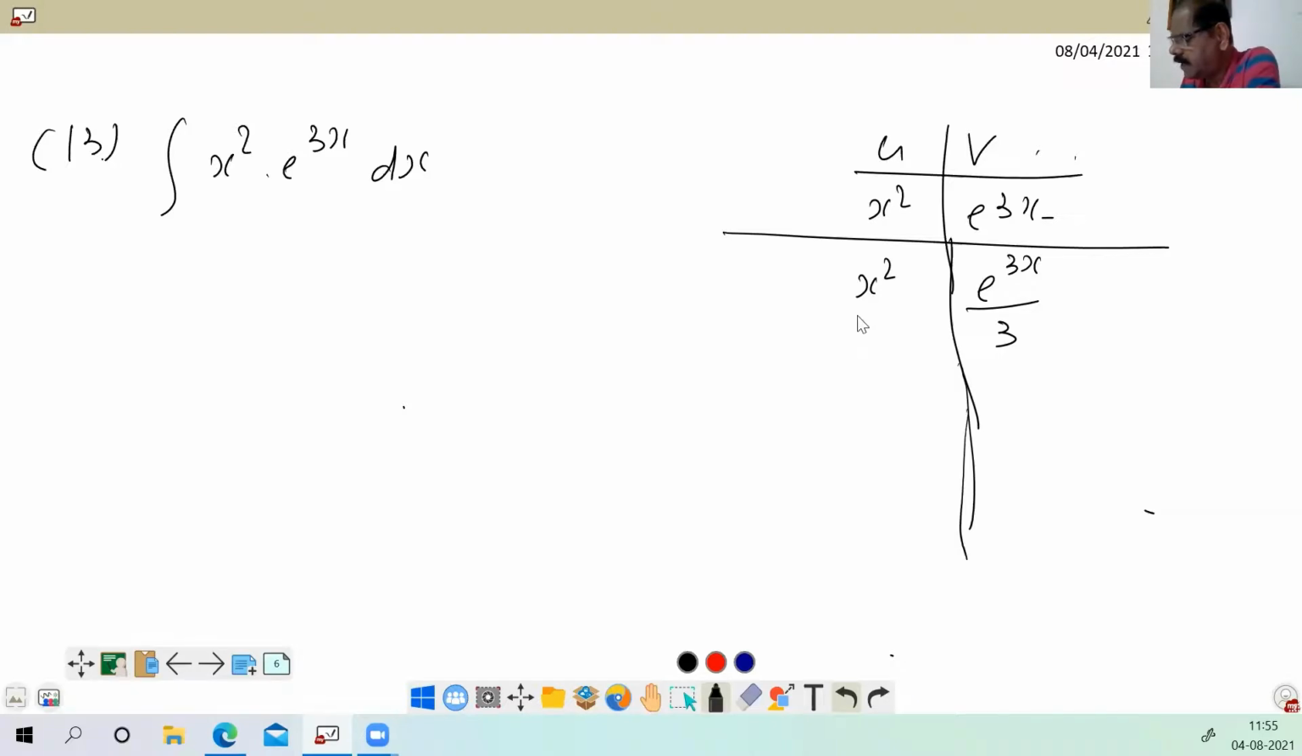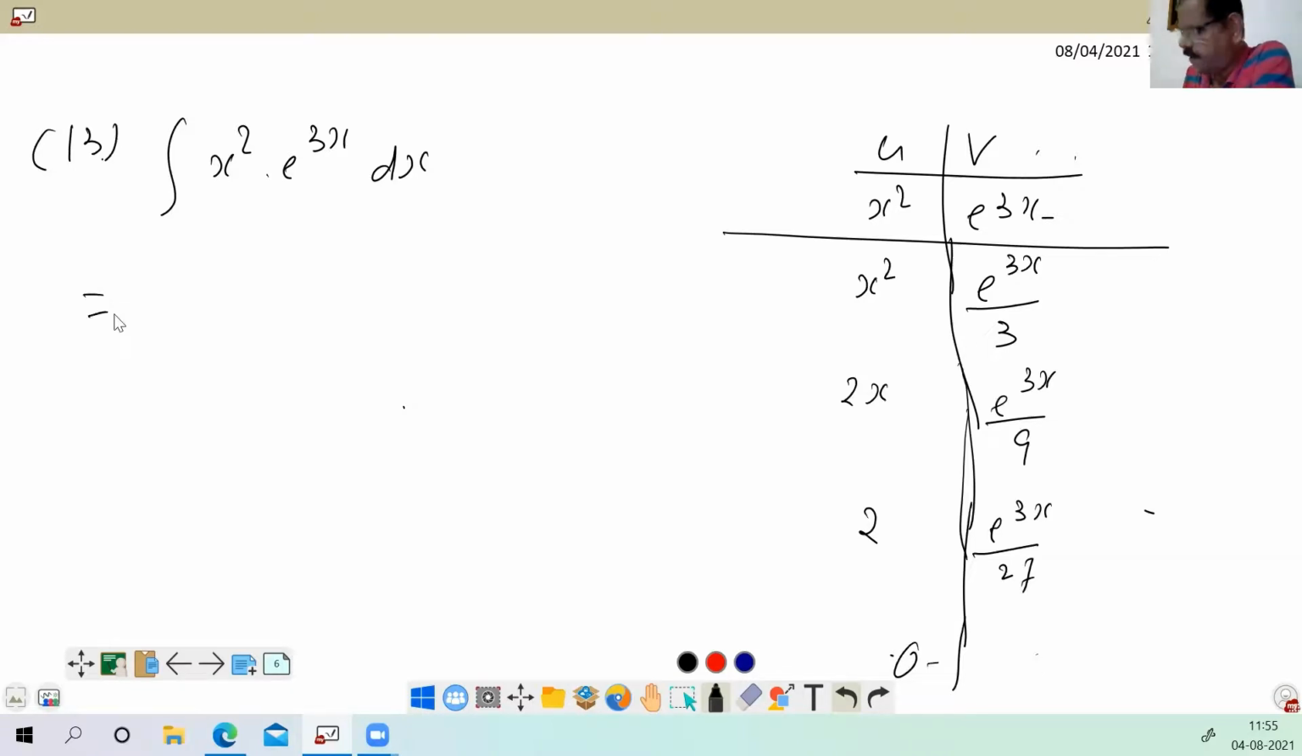Next, the derivative of x square is 2x. Again, 1 by 3 is a constant, and the integral of e raised to 3x is e raised to 3x by 3. So we get e raised to 3x by 9. Again, the derivative of 2x is 2. 1 by 9 is a constant. Again, the integral of e raised to 3x is e raised to 3x by 3, so we get e raised to 3x by 27. Next, the derivative of 2 is 0, so we need not write anything.